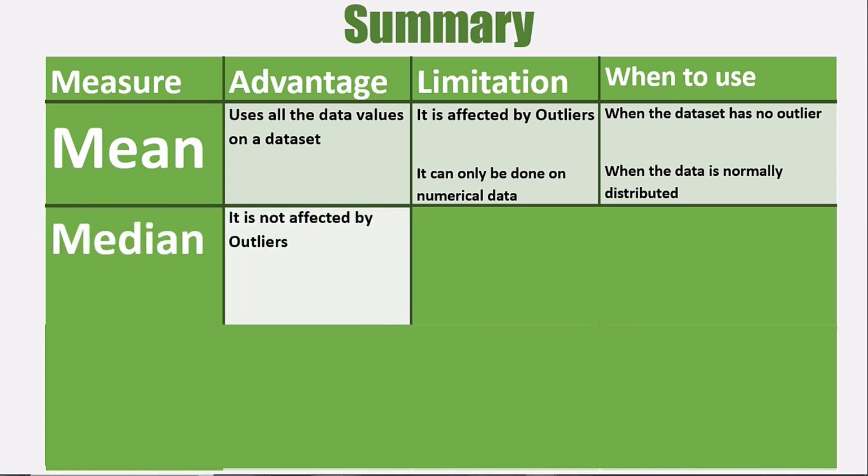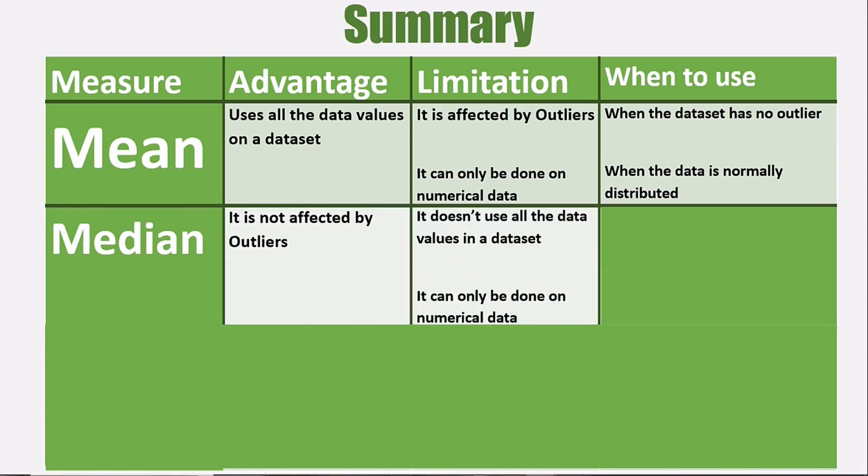Now, the median is actually not affected by outliers. And the biggest limitation is that it doesn't use all the data values in your data set. It simply uses the data which is in the middle of your data set. Then also, the median can only be done on numerical data. Then you should use the median if the data set has outliers.